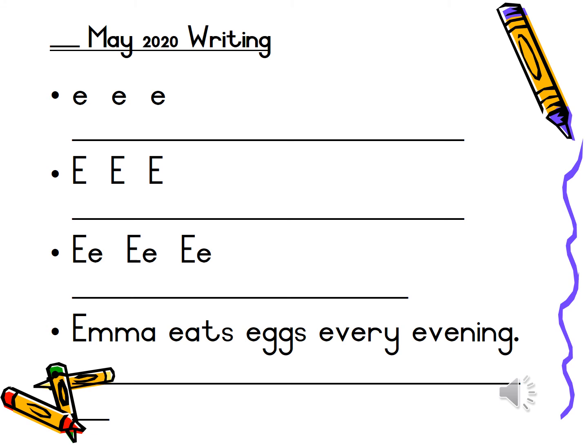The capital letter E is made up of straight lines. Your line goes from the top to the bottom. It takes up 2 lines, and then you go across. The capital letter E is much larger than the small letter E. Our sentence, Emma eats eggs every evening. Please write neatly. Do use your silver pencils.